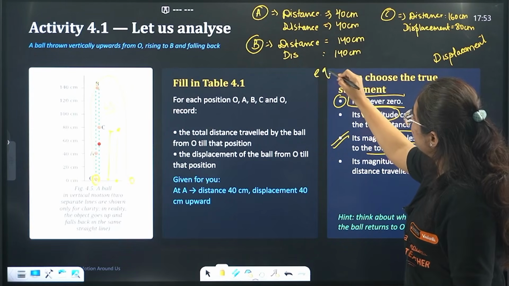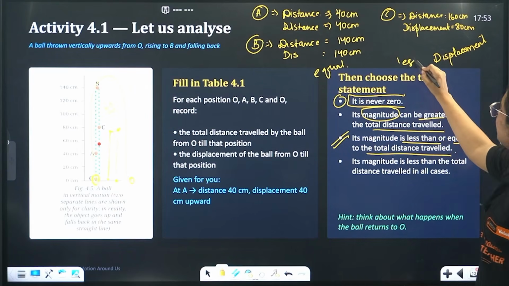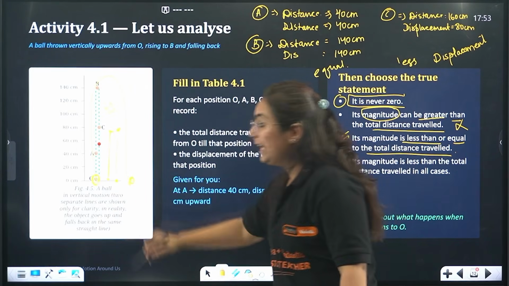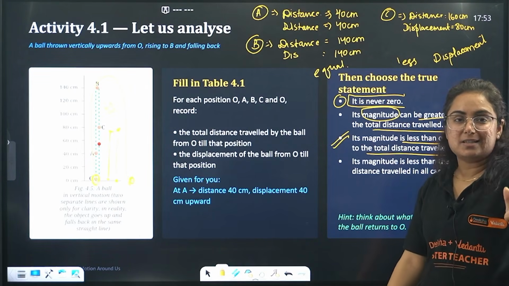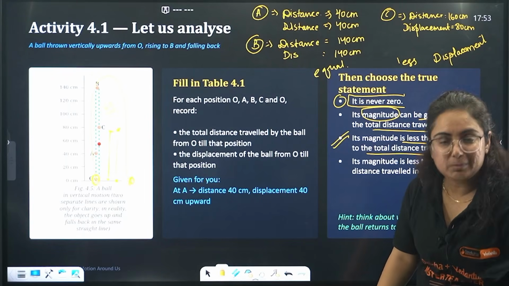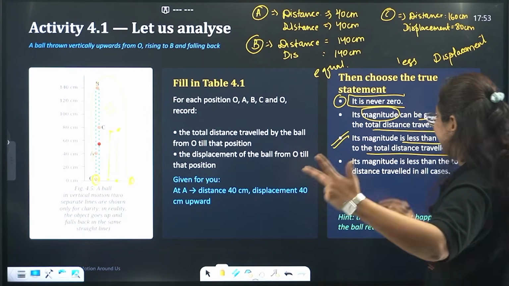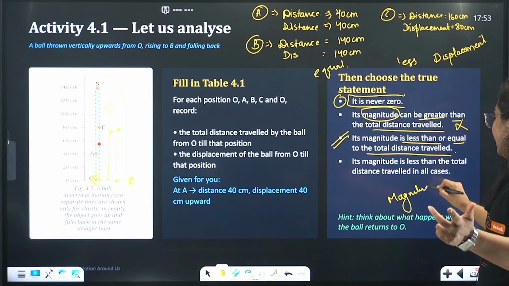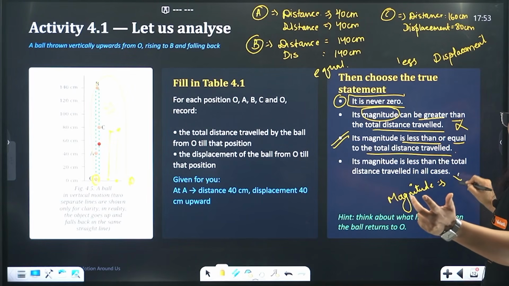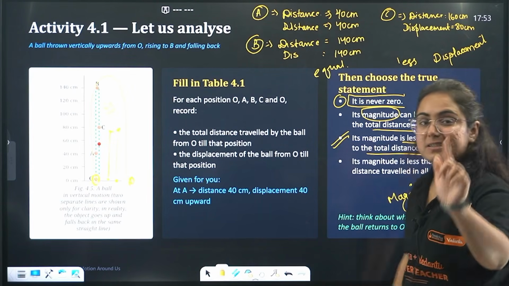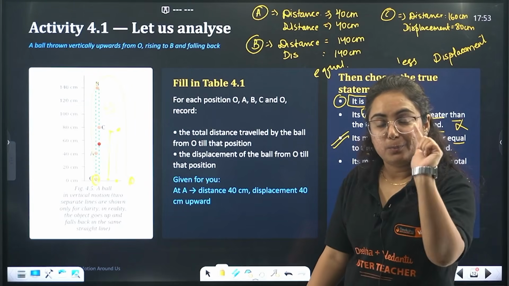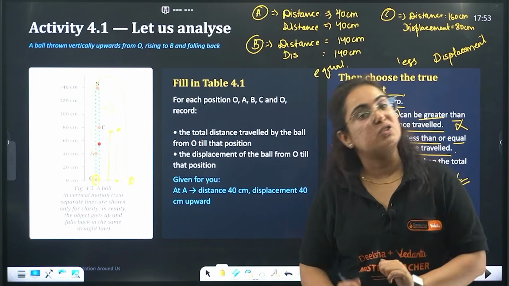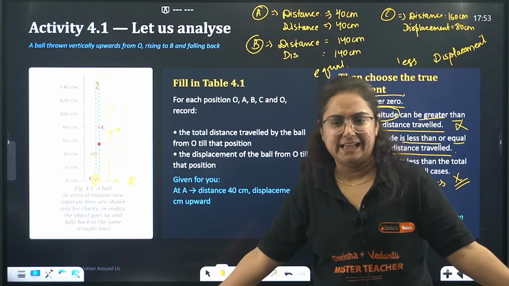See, here it is equal, here it is less, and when it reaches the ground, it becomes 0. There are three possibilities. It can be less, it can be equal, it can be 0, but it can never be greater than the distance. Hence, the magnitude of the displacement can never be greater than the distance. Think about it and prove it with other examples from your daily life.